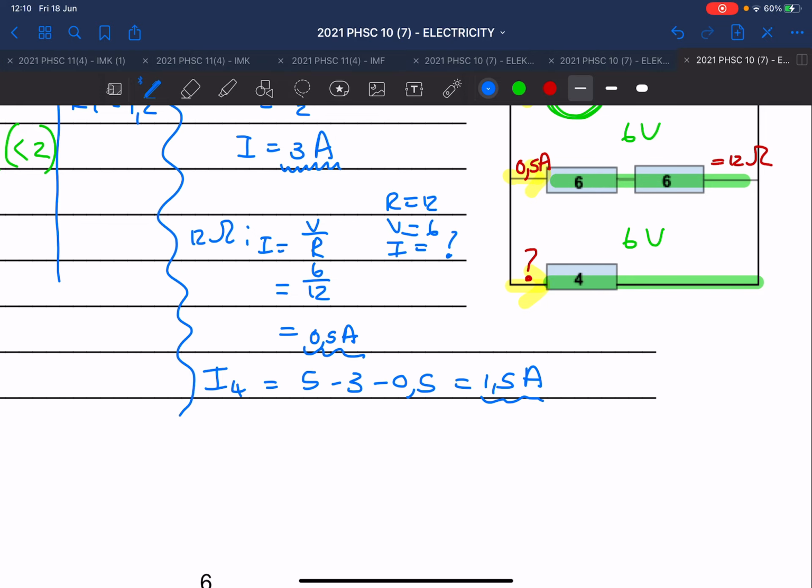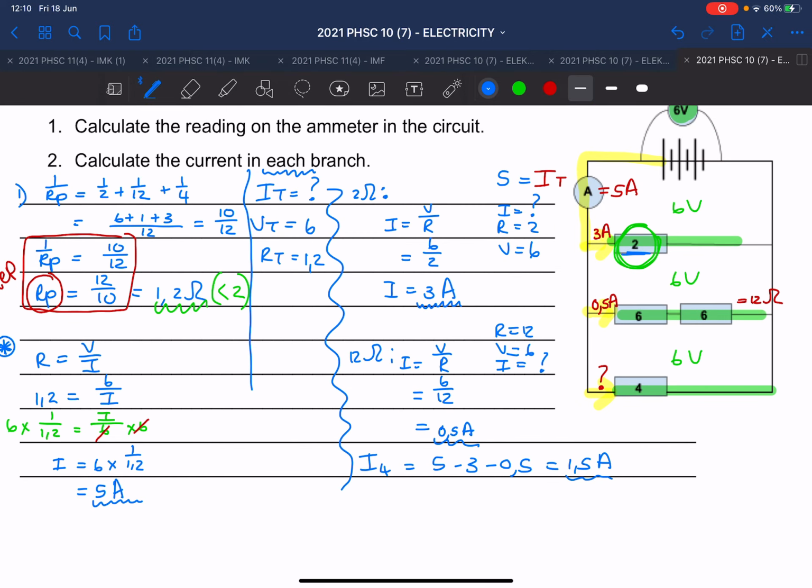I'm going to repeat that again. So the total current there splits up there, and there. The total current was 5 and it splits up. Some goes there, some goes there, some goes there. So you must see that this total current splits up into 3 parts.